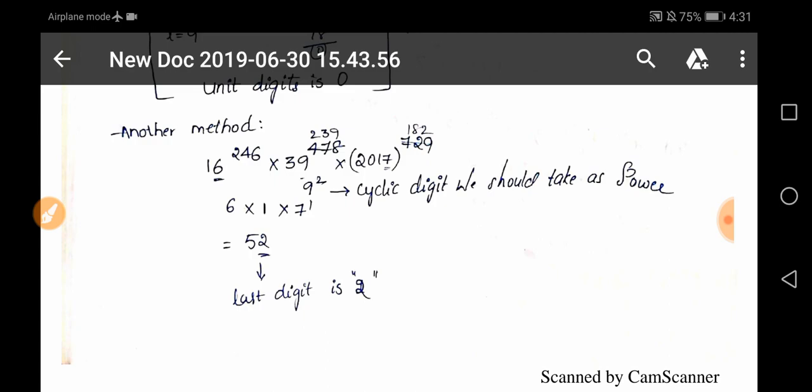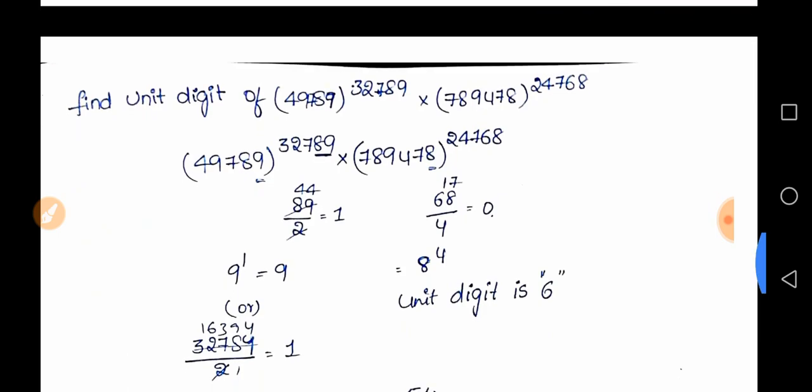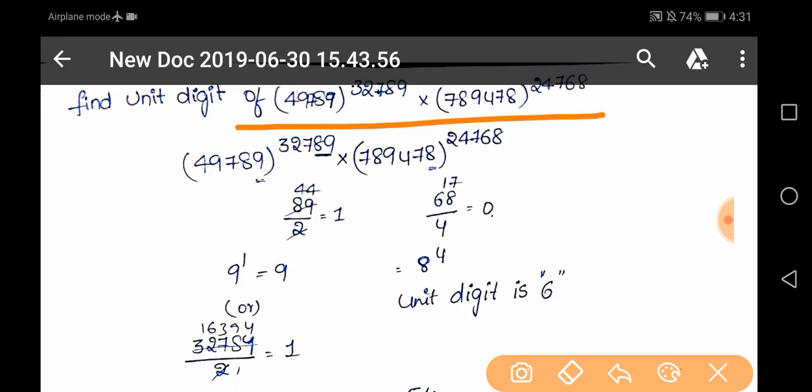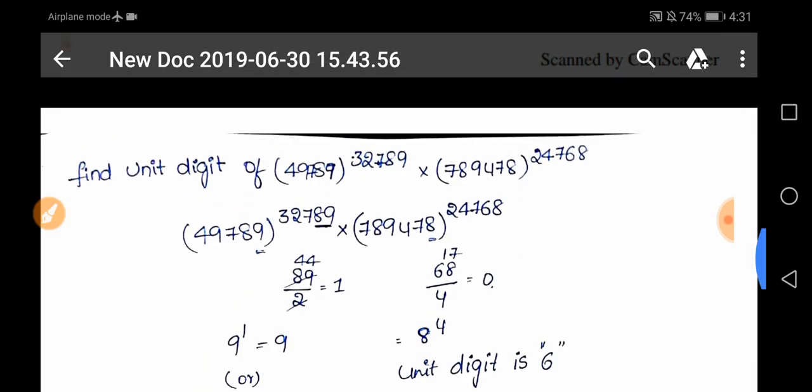So let's go into other problems. Here, finding the unit digit of 49789 power 32789 into 789478 power 24768. By seeing this, you'll be very confused and you'll be very scared to solve this problem. Here I'll show you another trick which you can use to solve this type of problem very easily. So don't get scared. This has a trick, so do watch carefully how to solve this type of problems.